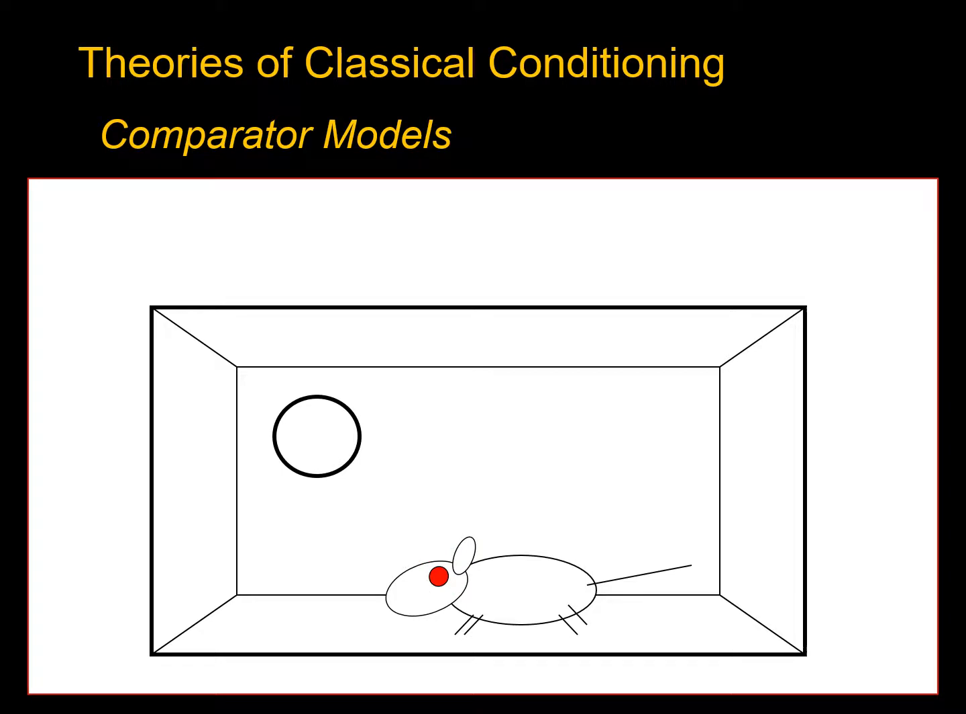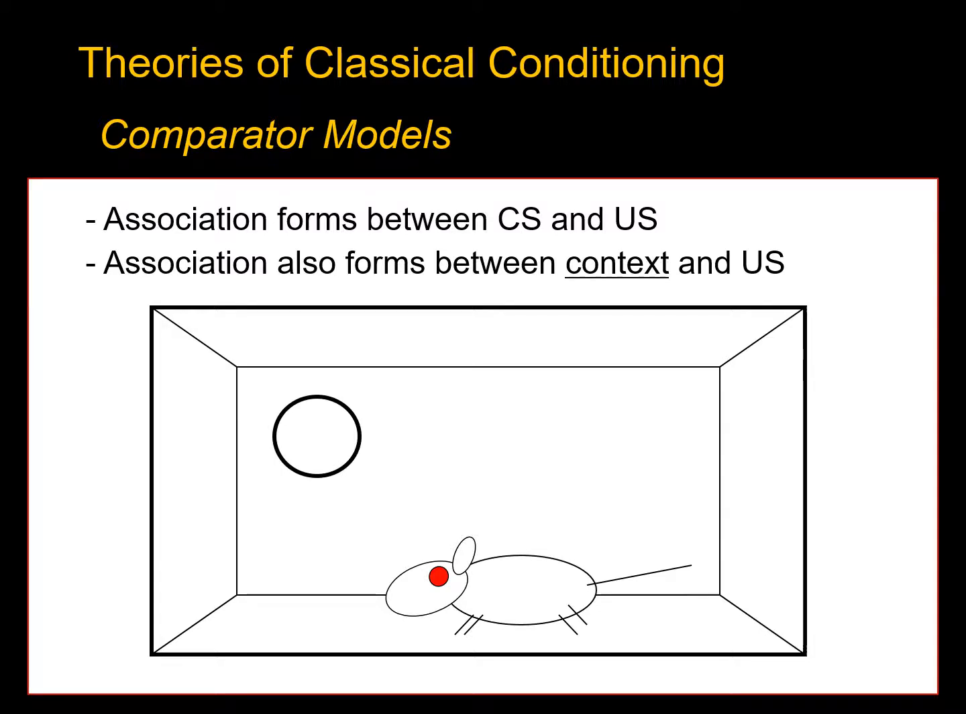Now, what the comparator models are going to say is that, first of all, the kind of association we would expect to form here, the kind of thing we've been talking about so far, is going to happen. An association is going to form between the CS and the US, between the little light coming on and the shock.